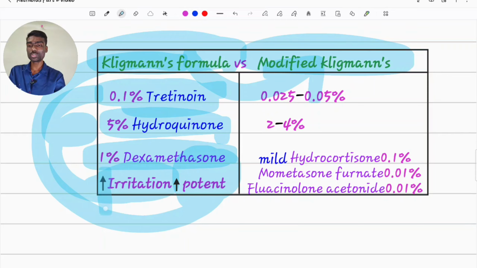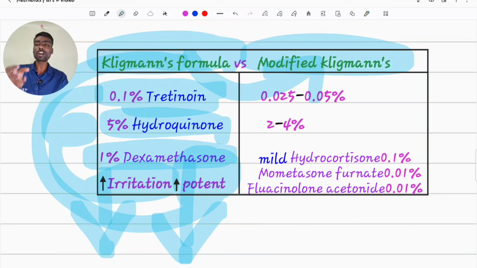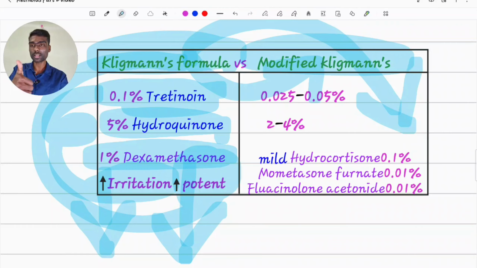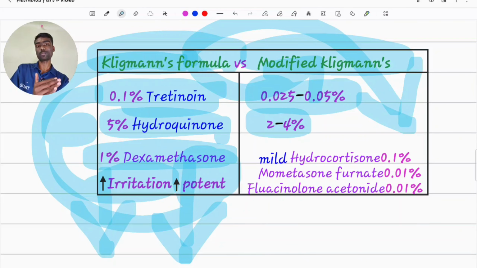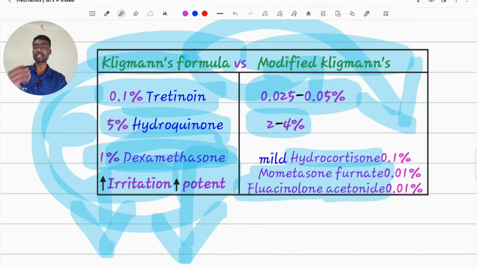To reduce this irritation, to reduce this potency and make it somewhat safer to use, they have modified Kligman's formula by reducing the percentage of retinoid to 0.025 to 0.05%, hydroquinone from 5% to 2 to 4%, and from a potent dexamethasone to mild steroids like hydrocortisone, mometasone furoate, fluocinolone acetonide.